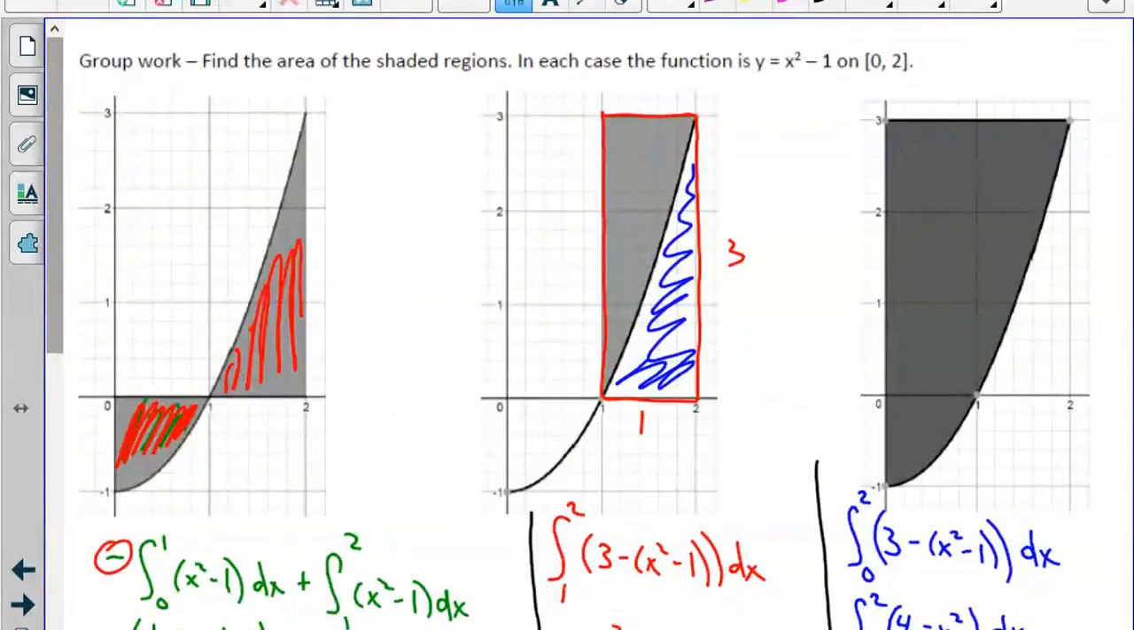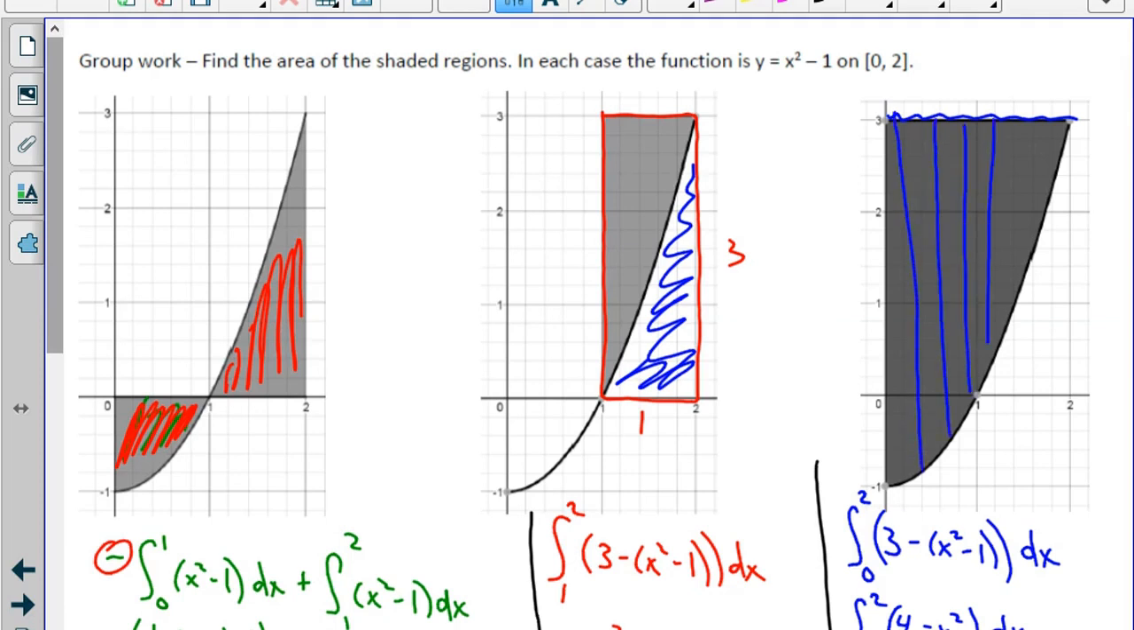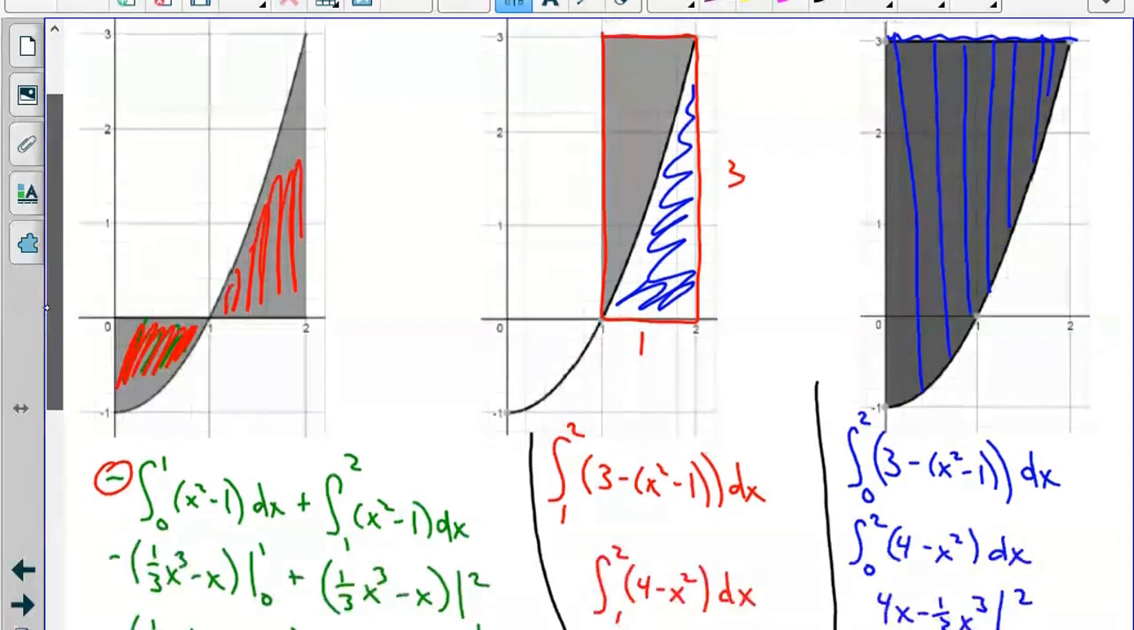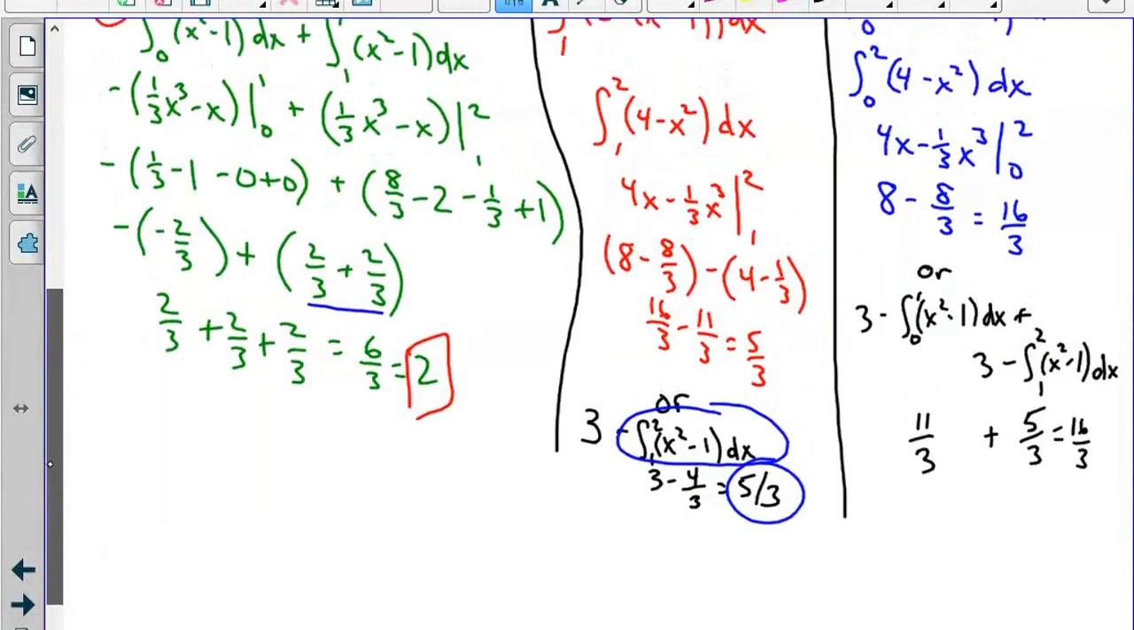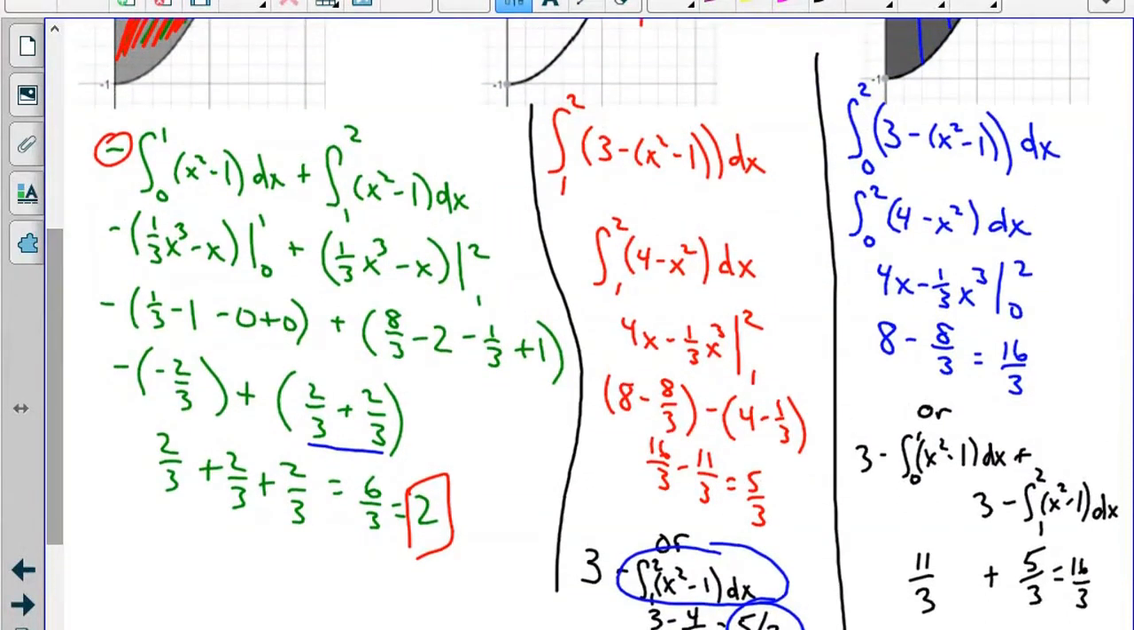Finally, the problem on the right, there are a couple different ways I can do this. The algebraic way, or the completely calculus way, would be taking the function 3 minus x squared minus 1 and just integrating that from 0 to 2. So if I do that, I will end up with 16/3. So here's the work for that. I integrate 4 minus x squared. I sub in 2. When I sub in 0, that ends up being 0 anyway. So it's 8 minus 8/3, which is 16/3.